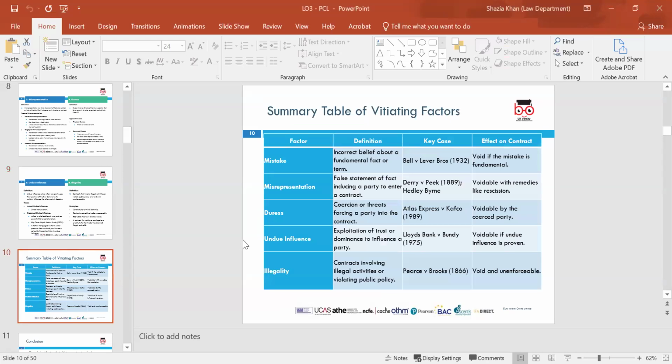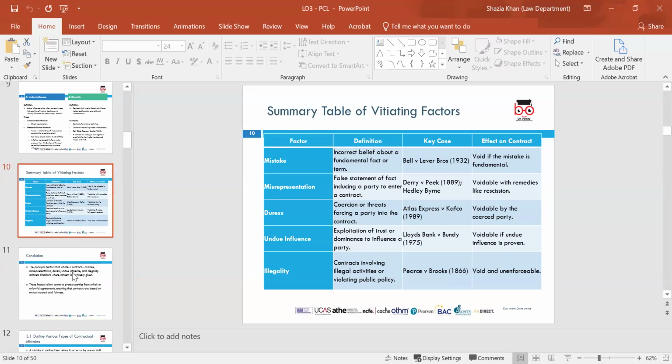So a summary table identifies the definition of mistake, misrepresentation, duress, undue influence, and illegality, and looks at key cases and the effect on contracts. We've gone through each one of them, but have a look at the summary table. It's a brief outline of everything, so you can have a look at that in your own time.